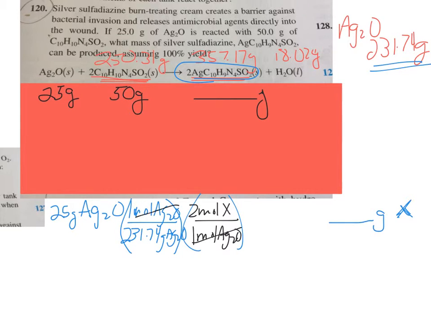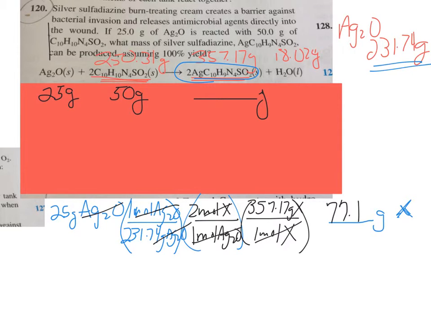Okay, and I'm only using X because I can't fit it on this screen. And then we're going to do the molar mass of X. So we know there's 357.17 grams of X for 1 mole of X. Moles of X cancels.